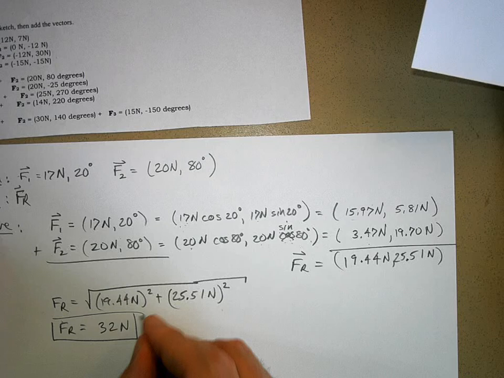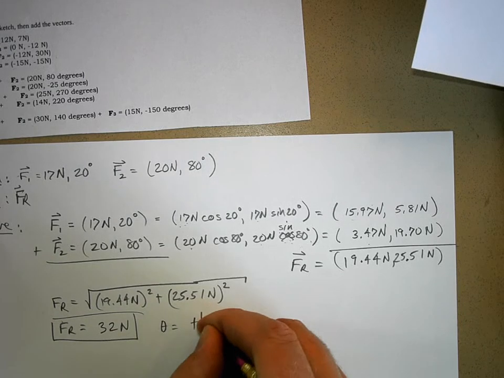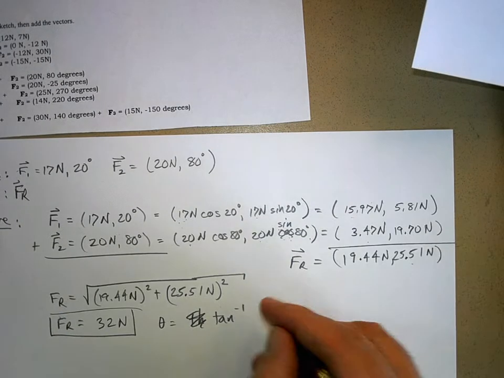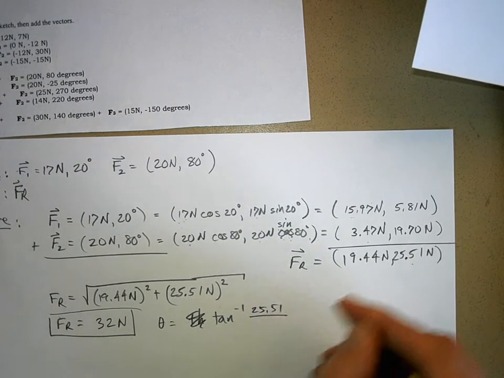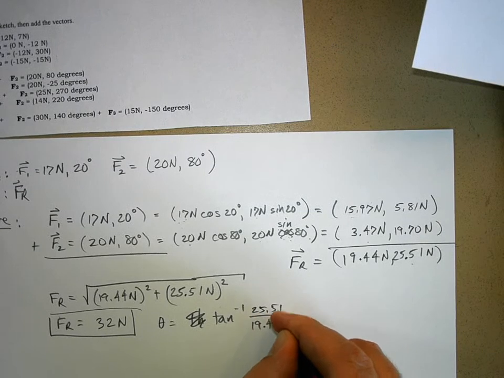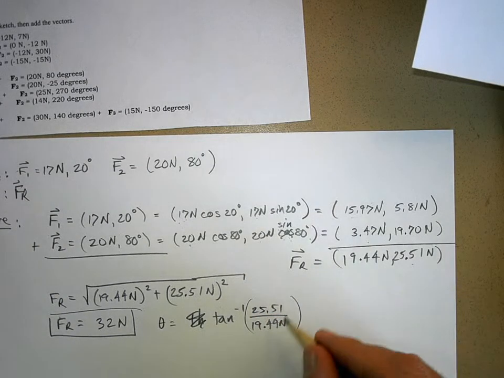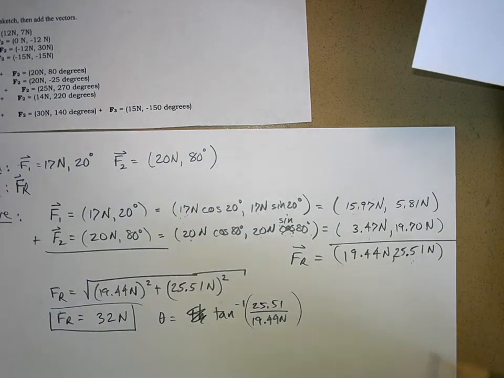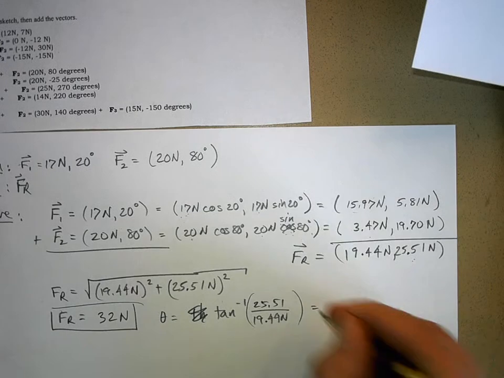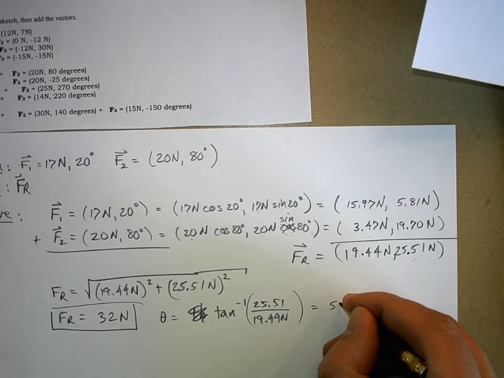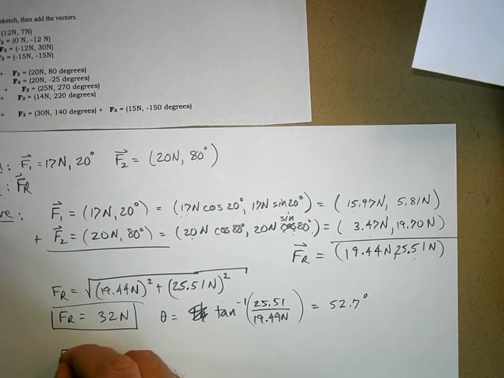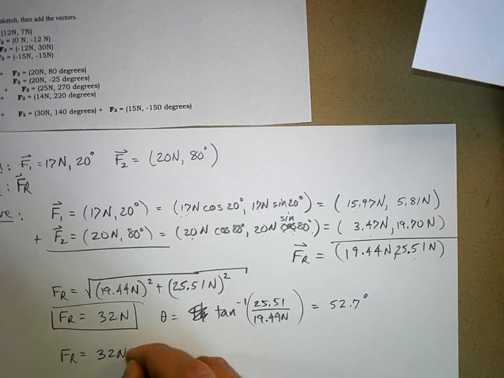Oh, wait, I forgot the angle, huh? So theta equals the inverse tangent of the y over the x. And then I look at, first of all, nothing's negative here, so I'm in the first quadrant. And the y value is bigger than the x value, so I know it's going to be greater than 45 degrees. 52.7. Okay. So FR is 32 newtons, 52.7 degrees.